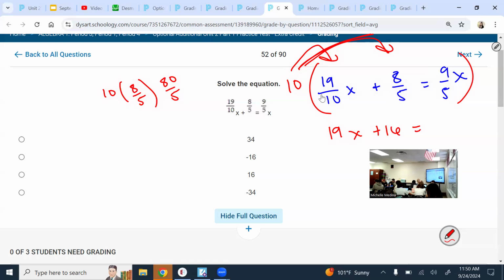And then over here, I'm doing 10 times 9 over 5x. What's 10 times 9? What's 90 divided by 5? 18. So this becomes 18x.